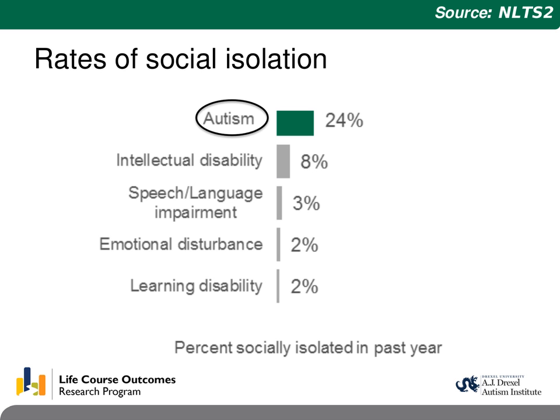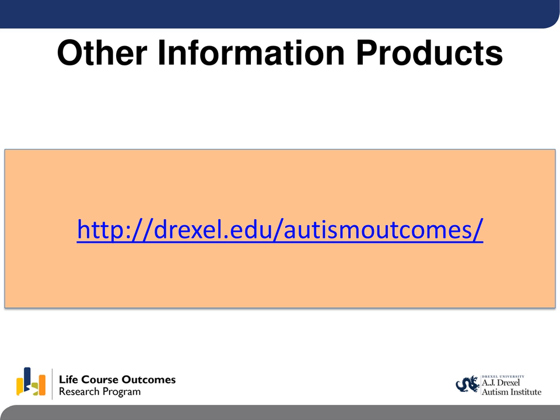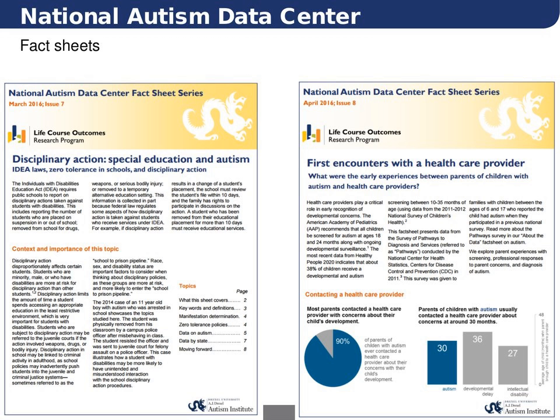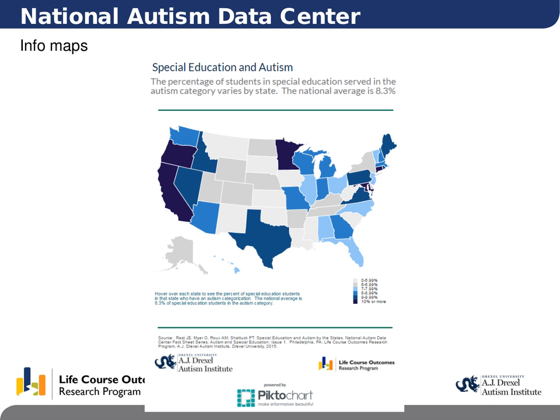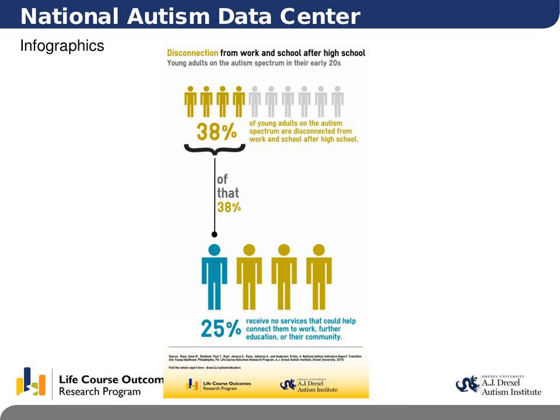I'm going to skip through a few of these. You can find information on our website. There are all these reports. In addition to our national indicators reports, we have a whole range of fact sheets on specific topics, ranging from healthcare to disciplinary action. We have information maps about various indicators. We do infographics that are useful. And we're always striving to find new ways to present this information to the press, the media, legislators, and agency directors in ways that are easy to digest and useful to inform policy and practice.